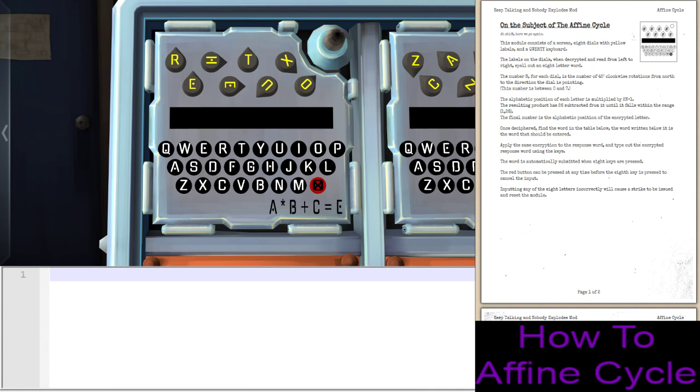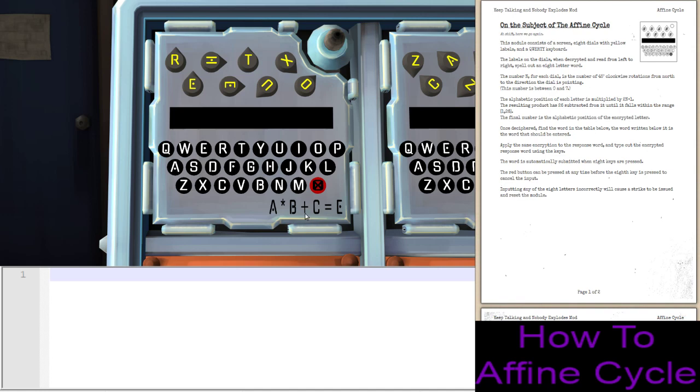You've got a keyboard, you've got 8 letter keys using the same ugly font. It's not an ugly font. It's a somewhat difficult to read font for me. You've got knobs pointed in directions. Down here in the corner you have a times b plus c equals e, which will make sense as we go through the calculations.